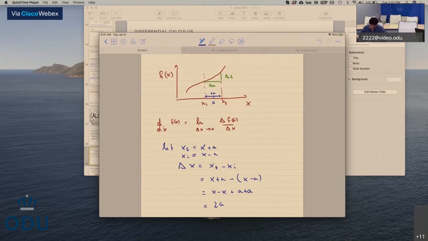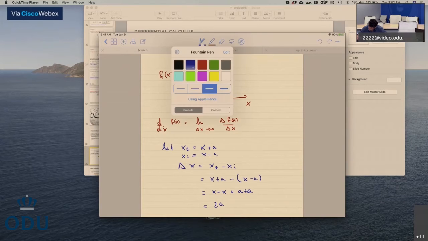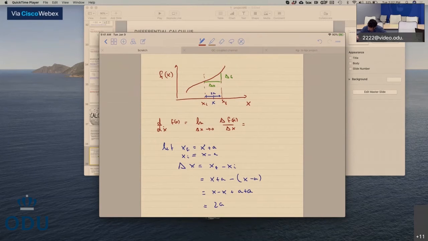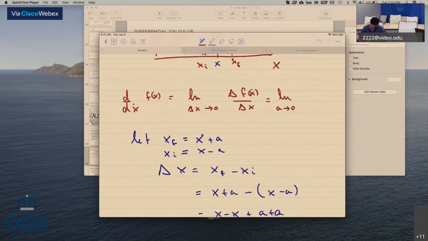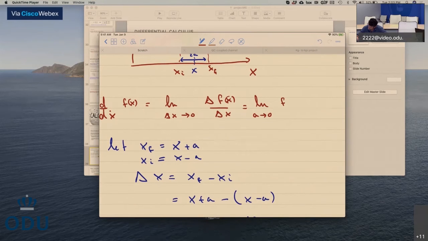Okay, and so because of this, I can just use this definition. Taking delta x to 0 is equivalent to taking a to 0. And then on the top, I have xf minus xi divided by 2a, because that's delta x, so I already proved that.